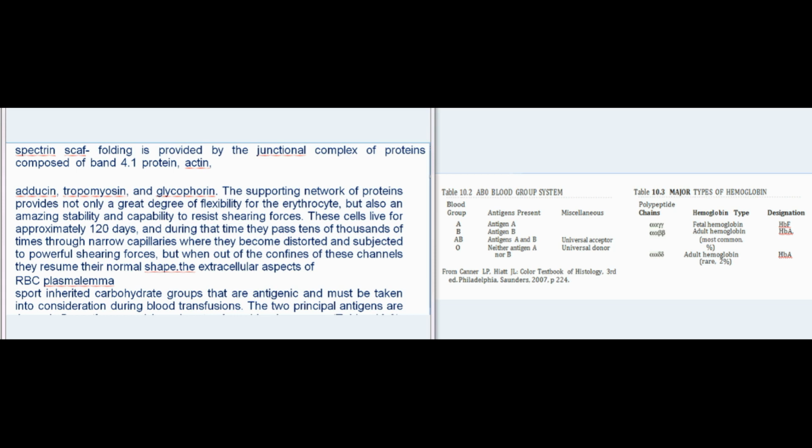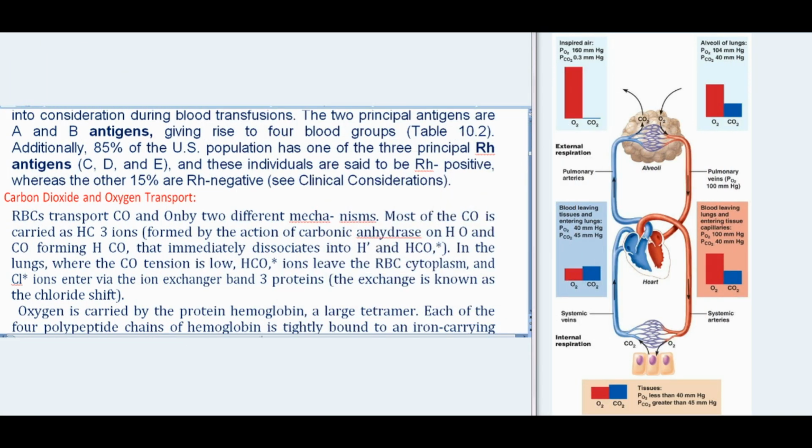The extracellular aspects of RBC plasmalemmas sport inherited carbohydrate groups that are antigenic and must be taken into consideration during blood transfusions. The two principal antigens are A and B antigens, giving rise to 4 blood groups, Table 10.2. Additionally, 85% of the U.S. population has one of the 3 principal Rh antigens, C, D, and E, and these individuals are said to be Rh positive, whereas the other 15% are Rh negative.